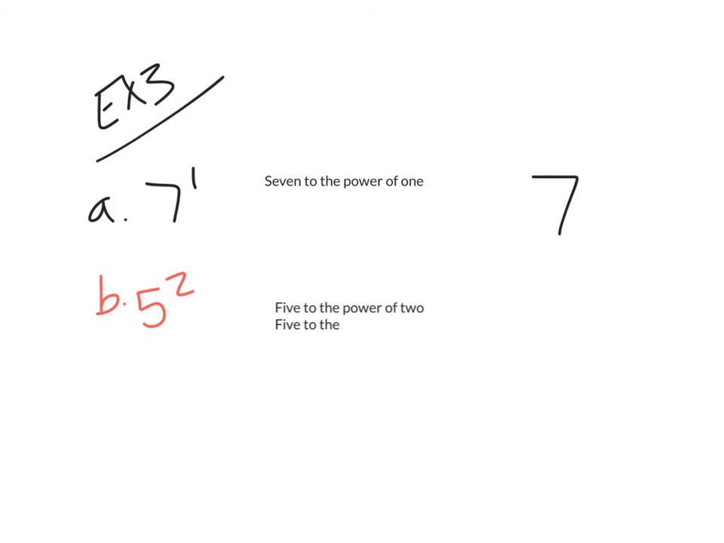5 to the second power, or 5 squared. So there are 3 different ways you can say this one. How would I write that as a product? Because there are 2 of them. 5 squared means there are 2 of them, so 5 times 5.